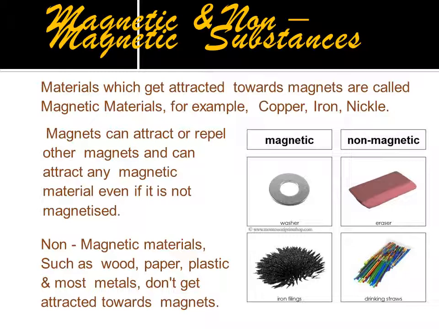We will also talk about the negative and positive terminals, and about attraction and repulsion of a magnet. Now, non-magnetic materials are those materials which do not get attracted towards the magnet. That means they are not attached. Examples are wood, paper, plastic, and most other metals. They don't get attracted towards magnets and are termed non-magnetic substances. We have the example of a washer and iron filings, then non-magnetic things like an eraser, drinking straws or pencils, whatever you can mention.